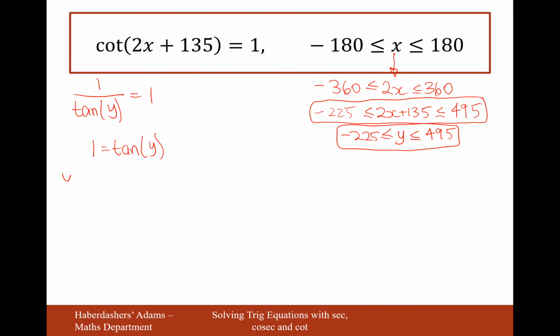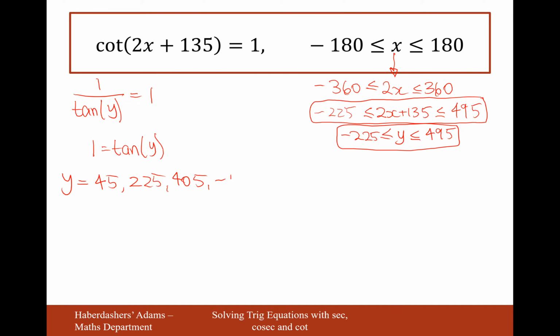The next thing I'll do is I'll work out what y is equal to, and y will be equal to 45 degrees. The next thing I'll need to do is add or subtract 180 degrees to work out the next solutions. So 45 add 180 will be 225. And I'll continue to add 180 until I've gone out of the boundary. 405. And I won't bother adding another 180 because it would definitely be out of the range. Go back to 45 and take away 180 this time.